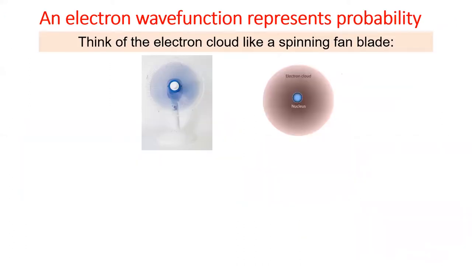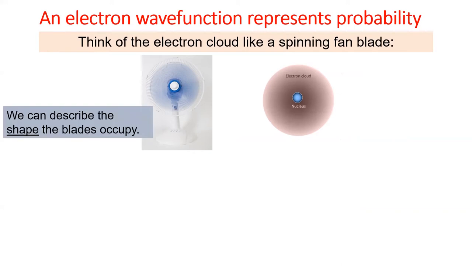It can be helpful to think of an electron wave function like a fan blade that is rapidly spinning around its axis. We can describe the shape that the blades occupy as maybe a big fat circle. You can't say exactly where any of the individual blades are, but you know that they're within the circle. You certainly wouldn't stick your finger inside.